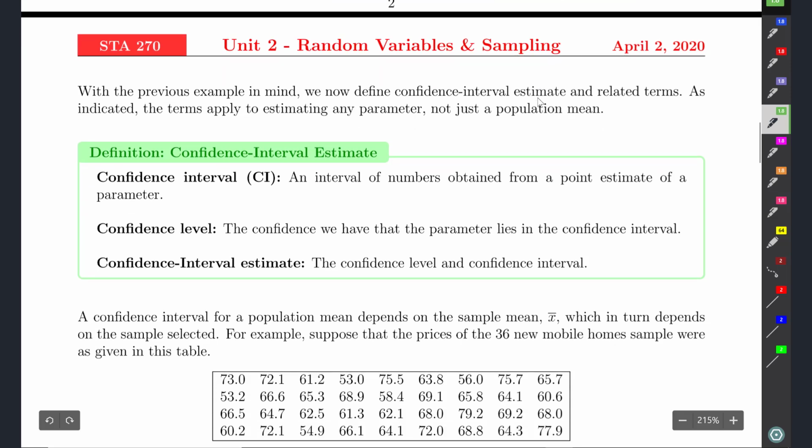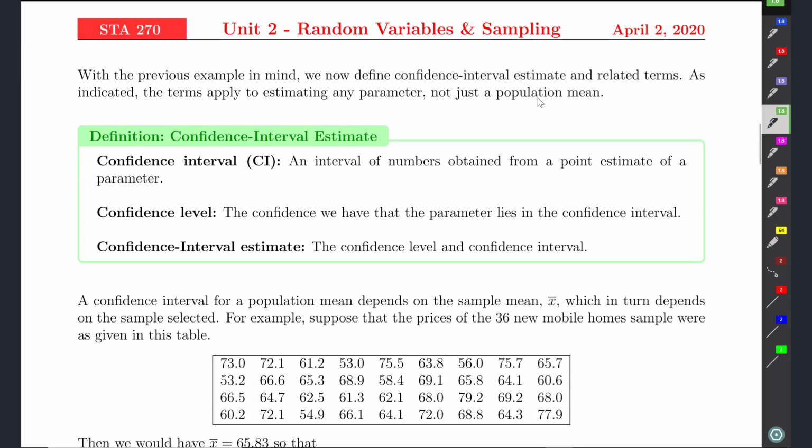Some definitions we want to keep in mind. Confidence interval is just the interval of numbers obtained from a point estimate of a parameter. That's what we calculated in part C of example 2. The confidence level is the confidence that we have that the parameter lies within that given interval. So if you look back at example 2, we were 95% confident that the true mean lies within the 2 values that we ended up calculating.